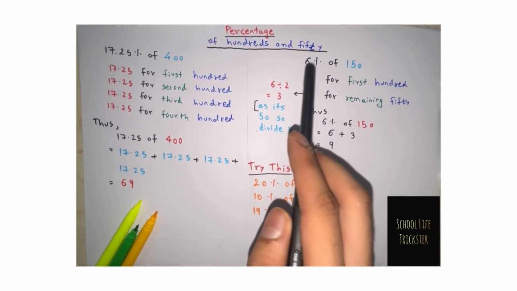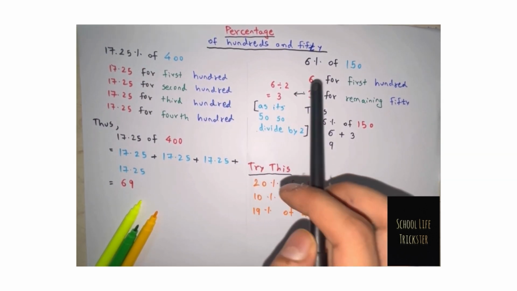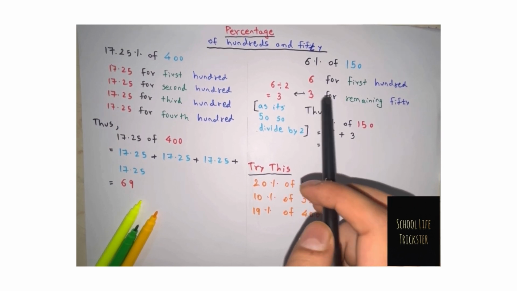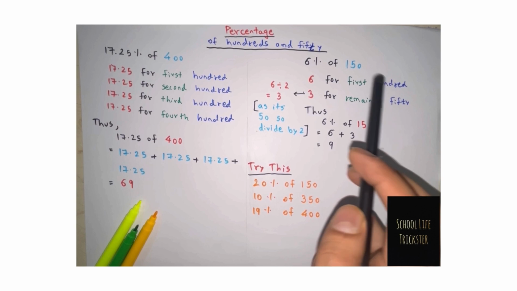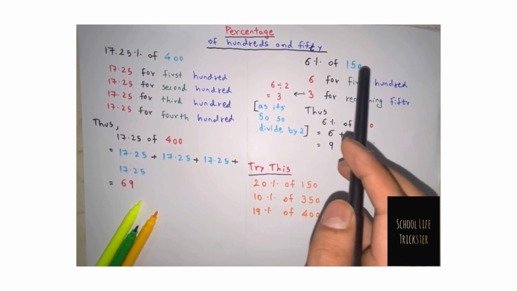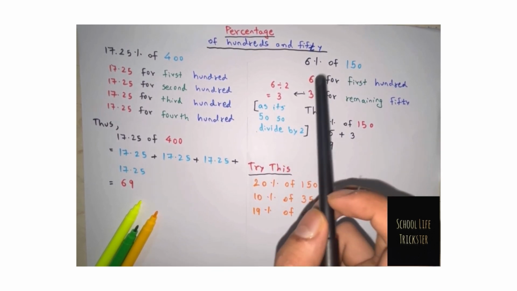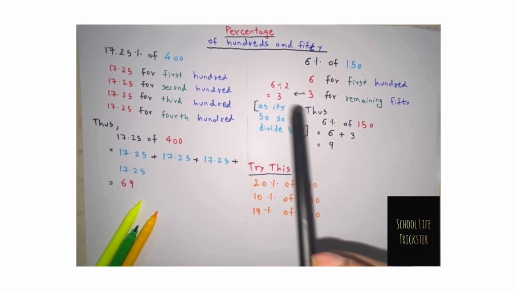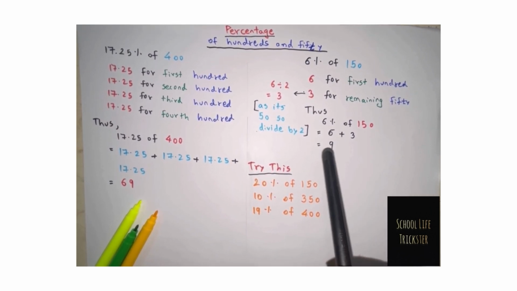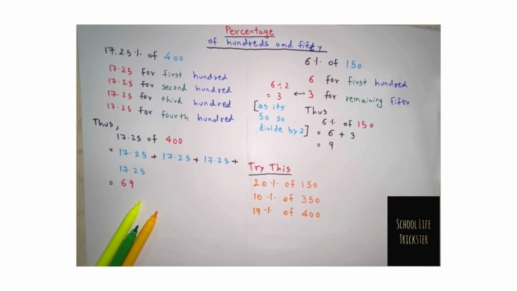Now 6 percent of 150. Now 6 for the first 100 and 3 for the remaining 50. So 6 for the first 100, and the remaining number is 50. So we divide 6 by 2, that is 3. Thus 6 plus 3 is 9. Now try this.